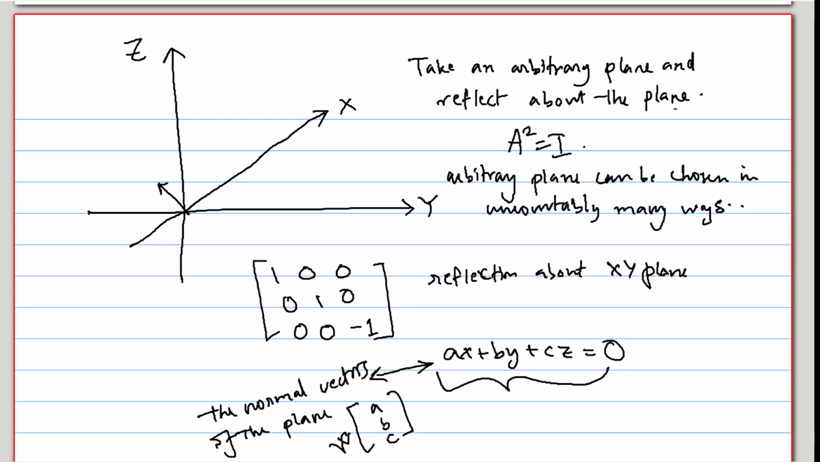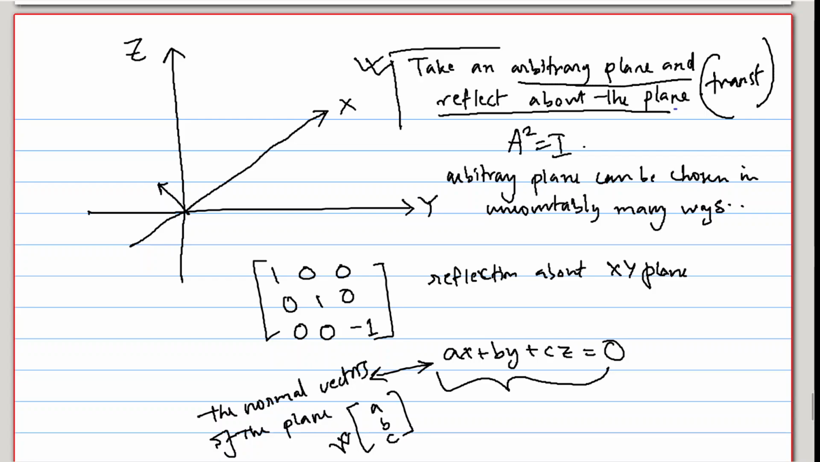Actually, it is clear that if you take an arbitrary plane in English, you will understand. So this is clear, right? If you take an arbitrary plane and reflect about the plane, what does this mean? It means that you are doing a transformation. And that transformation will satisfy a square equal.